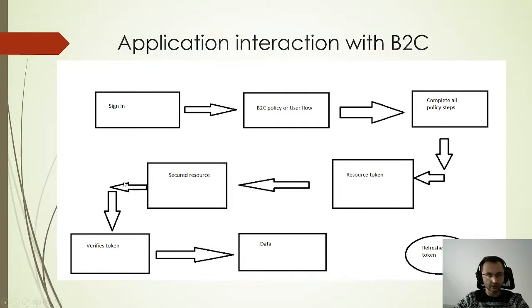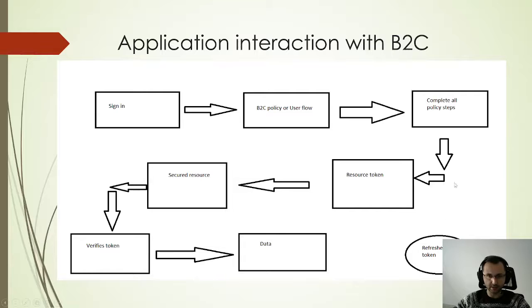How does our application interact with the B2C tenant? Our application web API kicks off a sign-in flow with a specific URL and provides a B2C policy or user flow. Our web application in this case is going to be redirected to the B2C tenant, and the user needs to fill in all the fields that are necessary in order for this step to be finished.